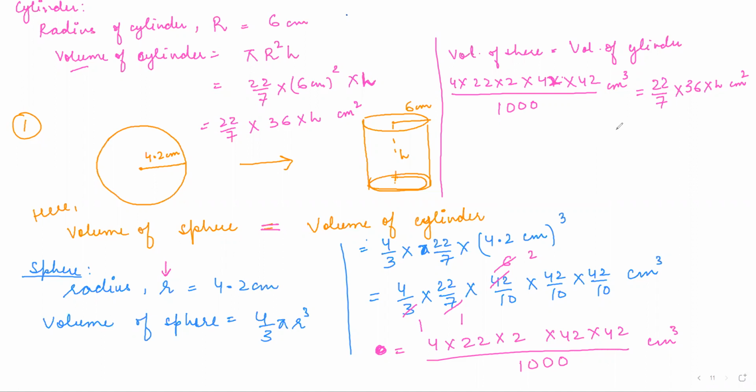So from here my h will be, oh, so much of calculations. See, first of all, 22 I can cancel out from both sides, right? Or you first of all do it, no problem. 4 into 22 into 2 into 42 into 42, right? And this 7 will come here and then everything in the denominator. So you have 1000 into then 22 into 36. And then, 1 centimeter will remain here and this is equal to h. Is that okay?